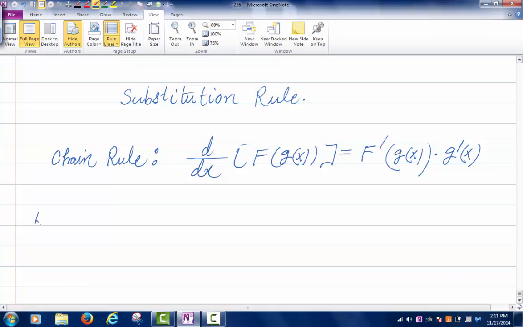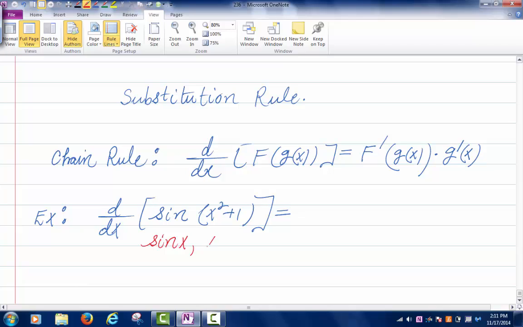For example, if I am taking the derivative with respect to x of sine of x squared plus 1, right? Okay, so can someone tell me this function sine of x squared plus 1, that's the composition of what functions? What's the outside function here? The outside function is sine x, and the inside function is x squared plus 1, right? So by chain rule, what's the derivative? By chain rule, the derivative is the derivative of the outside, right? So outside being sine x, what's the derivative of that? The derivative of sine x is cosine x.